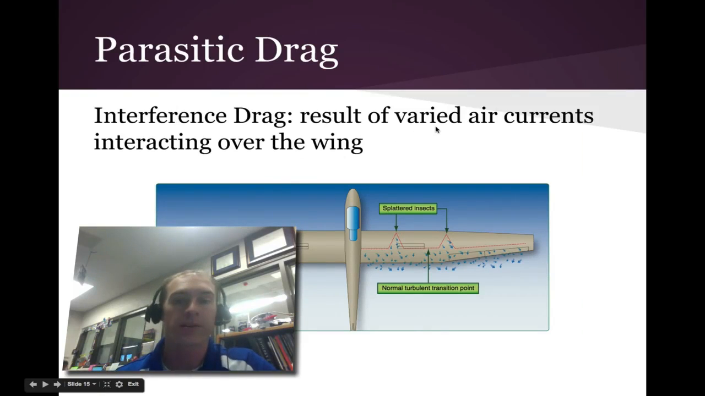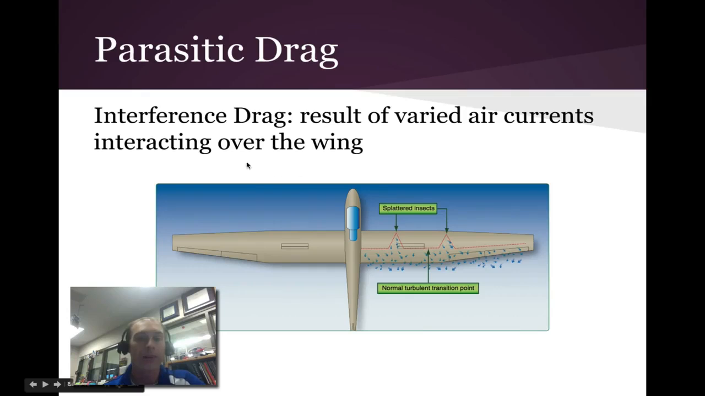Interference drag is a result of varied air currents interacting over the wing. So if you have some imperfections or insects or ice buildup on the wing, then that can cause air currents that are turbulent up high, and then you can see how that sort of spreads out in this type of shape here. And so normally you would get some more turbulent air on the back half of the wing, but now you're getting it a lot further up, and instead of just a streamlined shape, it's sort of this triangular shape.